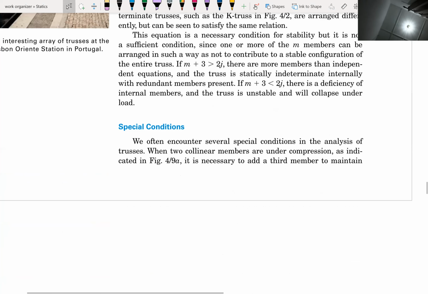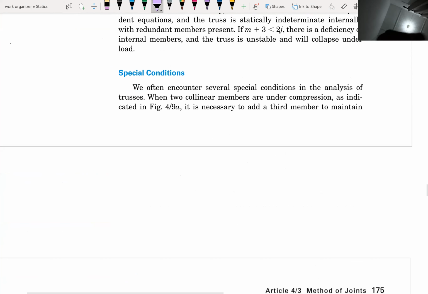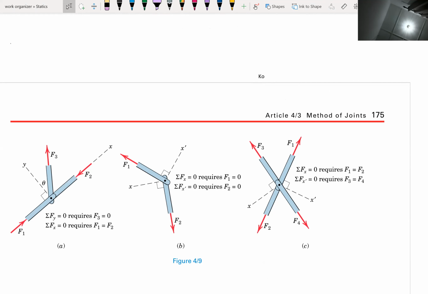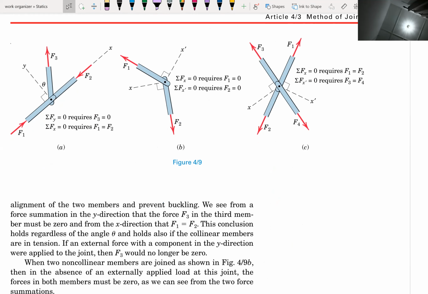And then these are the special conditions. When two collinear members are under compression, it is necessary to add a third member to maintain the alignment of the two members, to prevent buckling.